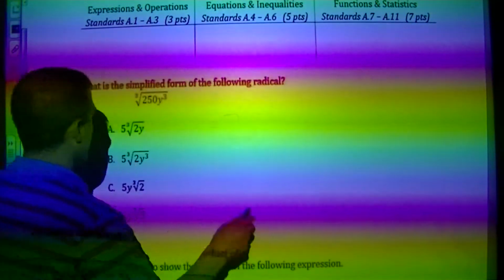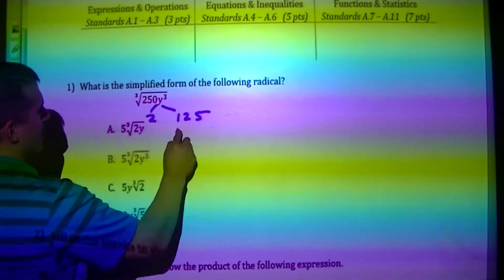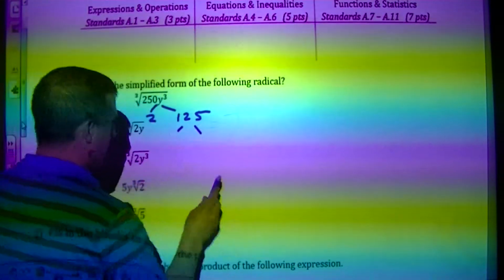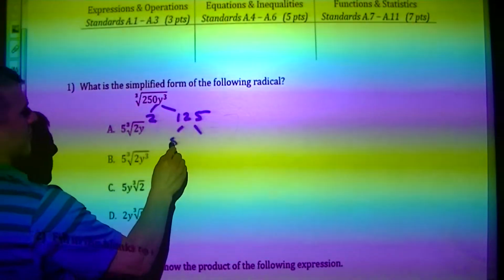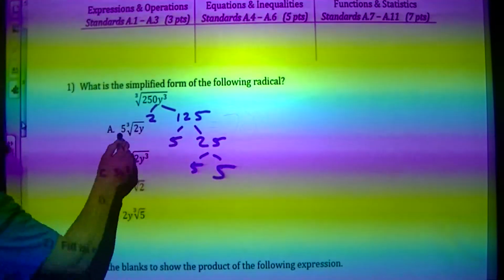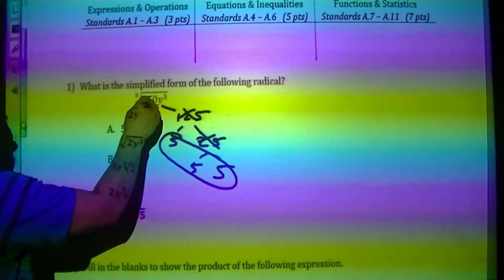So what you're going to want to do is break down 250. So that's going to be 2 and 125. I think the next one that would go into there, and you can always check by dividing, is 5 and 25, and then that goes to 5 and 5. Since it's a cube root, I'm looking for groups of 3. I can no longer use those.